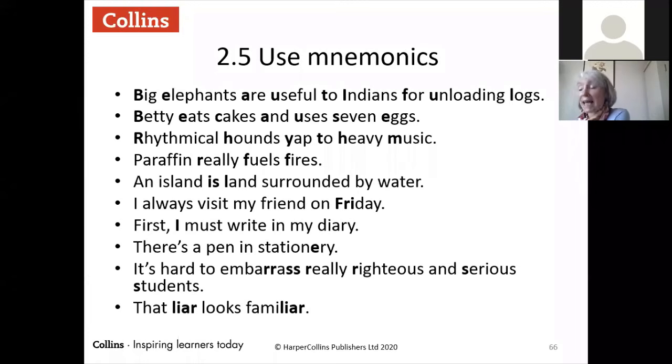What about the next one? Betty eats cakes and uses 7 eggs. My daughter's friend Rosie gave me that. Rosie's dyslexic, and that's one she learned to help her with her spelling. Because absolutely, absolutely. And then if we look at, I always visit my friend on Friday. FRI in Friday reminds us that it's FRI in friend. So rather than FREIND. So these are most meaningful when students make them up for their own spelling blind spots, but they're really powerful if you make them for yourself.